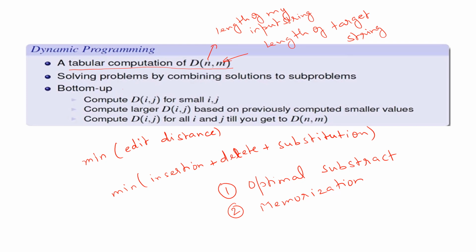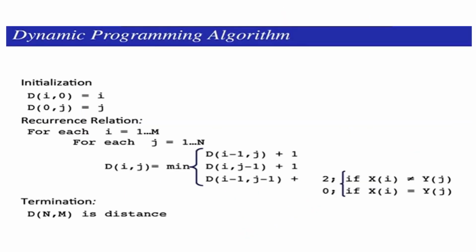So the second thing is memoization, and third we have is backtracking. I need to backtrack for the solution. So first thing is I need to formulate the optimal substructure. For finding the optimal substructure, I need to know the base case.